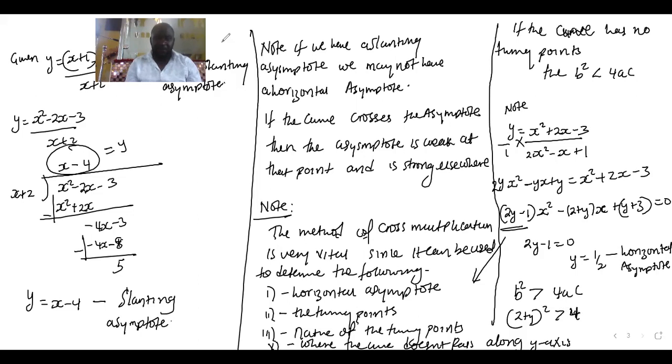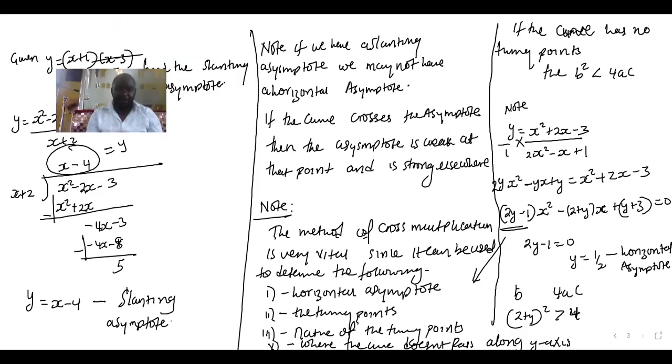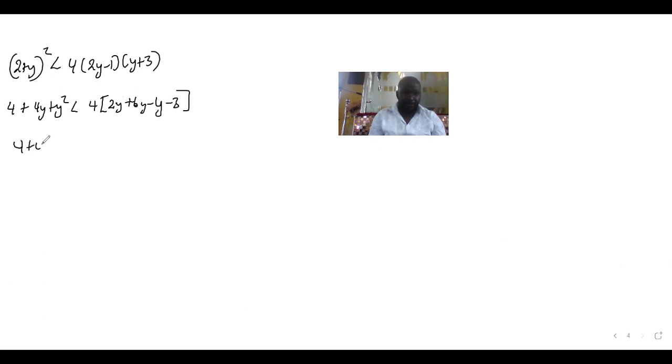But in case you want to investigate where the curve does not pass, then you say it should be less than straight away, like I've mentioned up there. So b squared should be less than 4ac for the curve where it doesn't pass. So the 4 will be multiplying the y plus 3 and the 2y minus 1, and we expand this, we shall have (2 plus y) squared is less than 4 into (y plus 3)(2y minus 1). When you simplify, you get 4 plus 4y plus y squared is less than 4 into 2y squared plus 6y minus y minus 3.